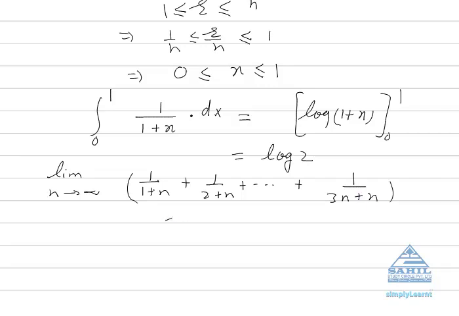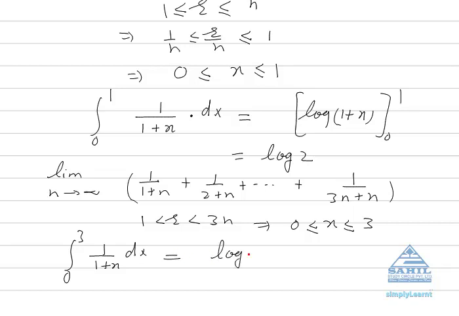It means what? r is varying from 1 to 3n. This means that x will vary from 0 to 3. You got this or not? If x is varying from 0 to 3, then our limit will be 0 to 3 of 1 upon 1 plus x into dx, and your answer will be log 4 in this case. So that will depend upon the range of r, from which value to which value r is varying. You got this or not?